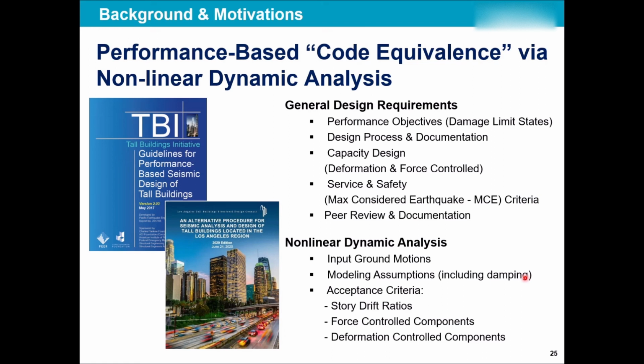What is the story drift ratio that is acceptable for such a tall building? Can it reach 30 centimeters, or is that too much? As well as the force-controlled components and the deformation-controlled components. So some building components, let's say, cannot reach a certain force limit or deformation limit. So all of these were properly documented, and they properly wrote a guideline that can be applicable to other buildings as well.